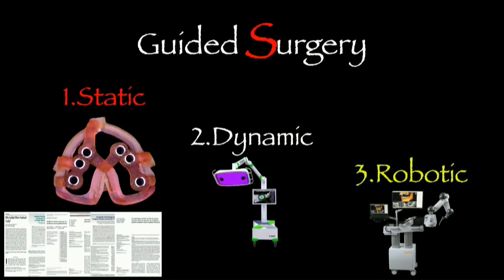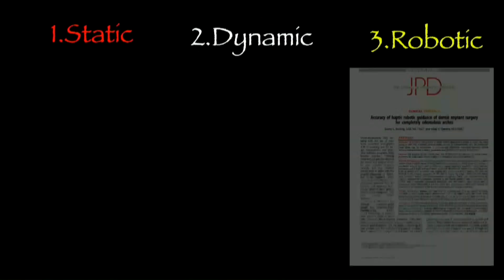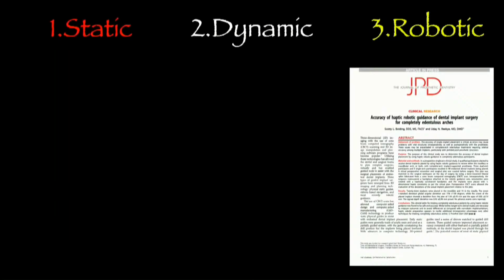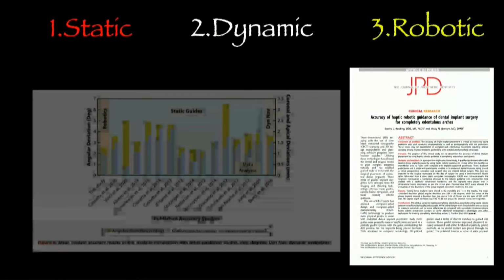The third and final type is robotic, or what we refer to as haptic. Basically, the whole purpose of this is just to combine the advantages of both the static and the dynamic systems. So let's see what the literature has to say about those. Unfortunately, the literature is very scarce when it comes to that topic, especially with the fully edentulous case.